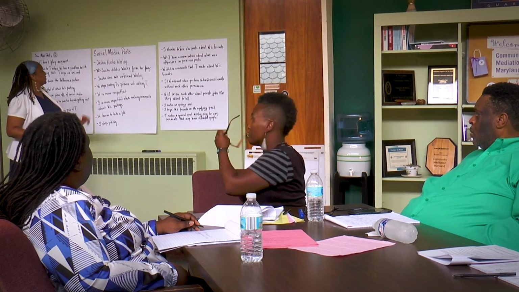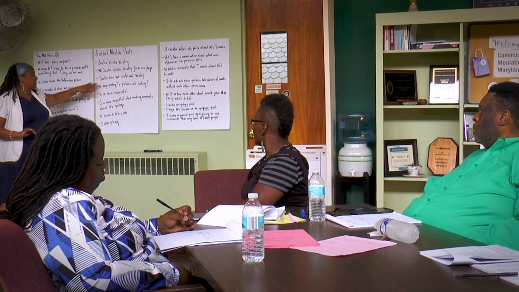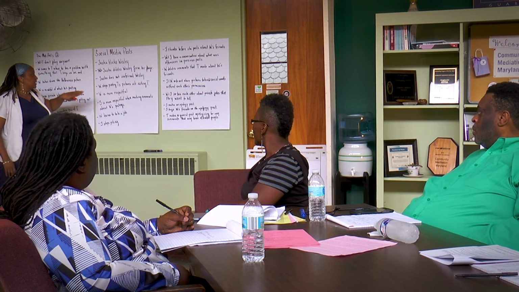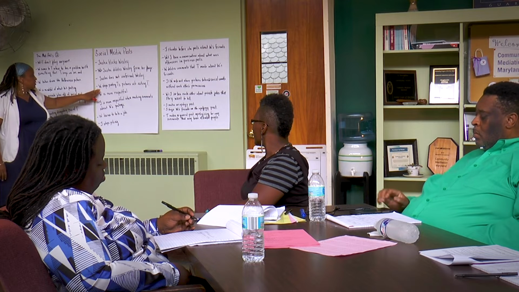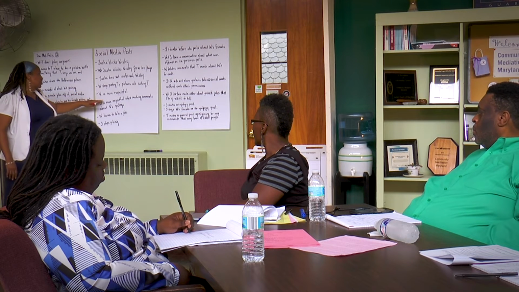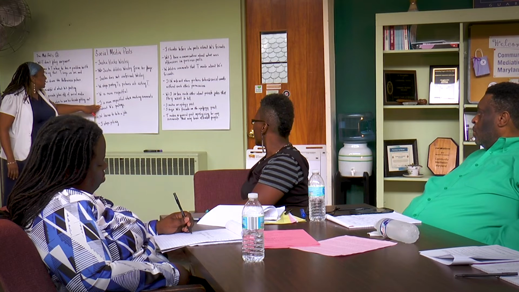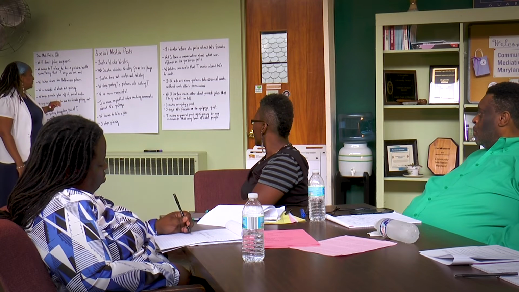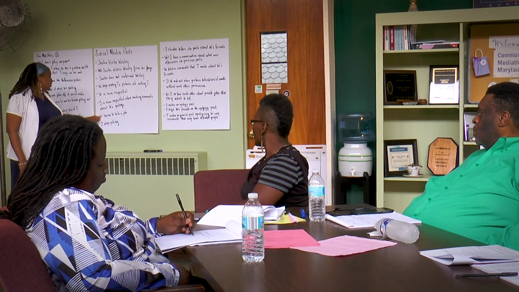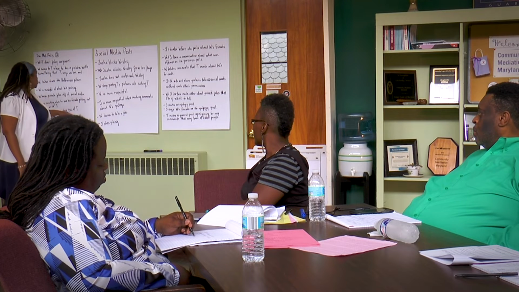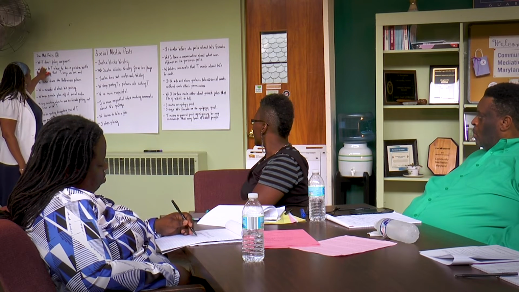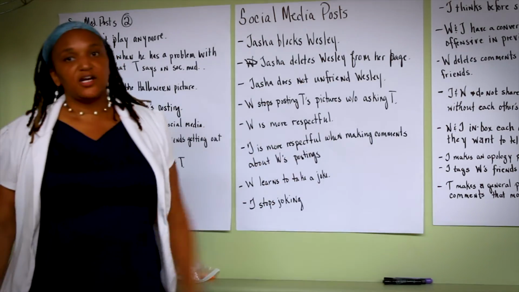So some of the ideas that you've gotten, and I'm going to read pages 1, 2, and 3. Tasha blocks Wesley. Tasha deletes Wesley from her page. Tasha does not unfriend Wesley. Wesley stops posting Tasha's pictures without asking Tasha. Wesley is more respectful. Tasha is more respectful when making comments about Wesley's postings. Wesley learns to take a joke. Tasha stops joking. Wesley and Tasha don't play anymore. And I continue reading the entire list.